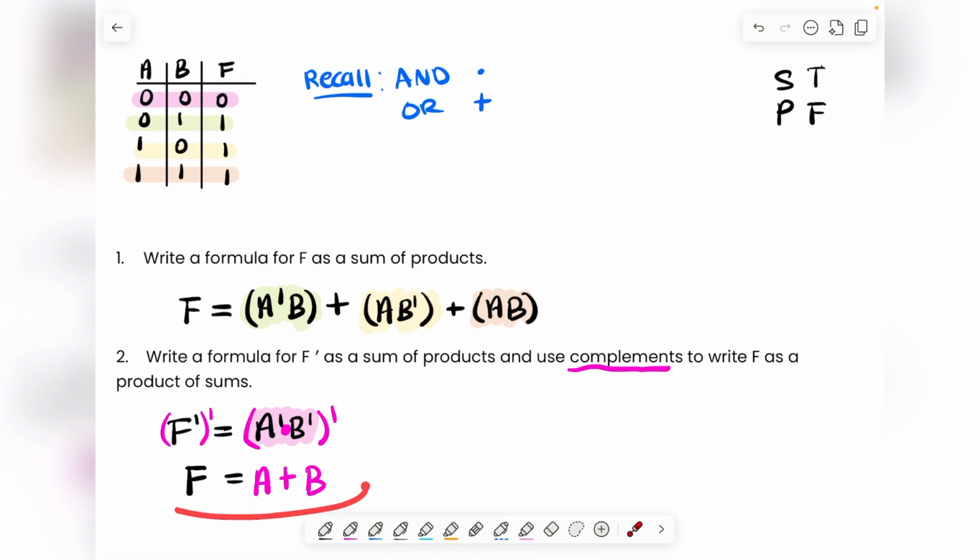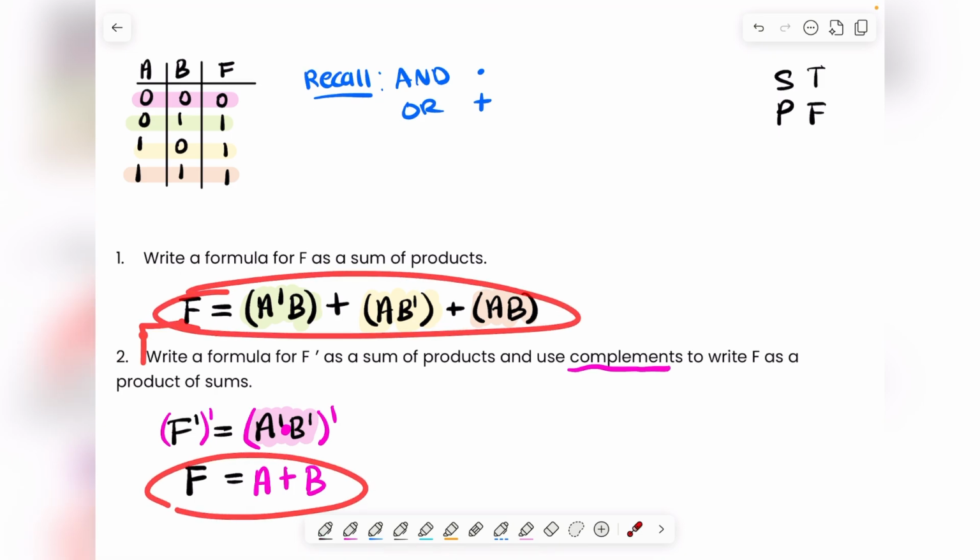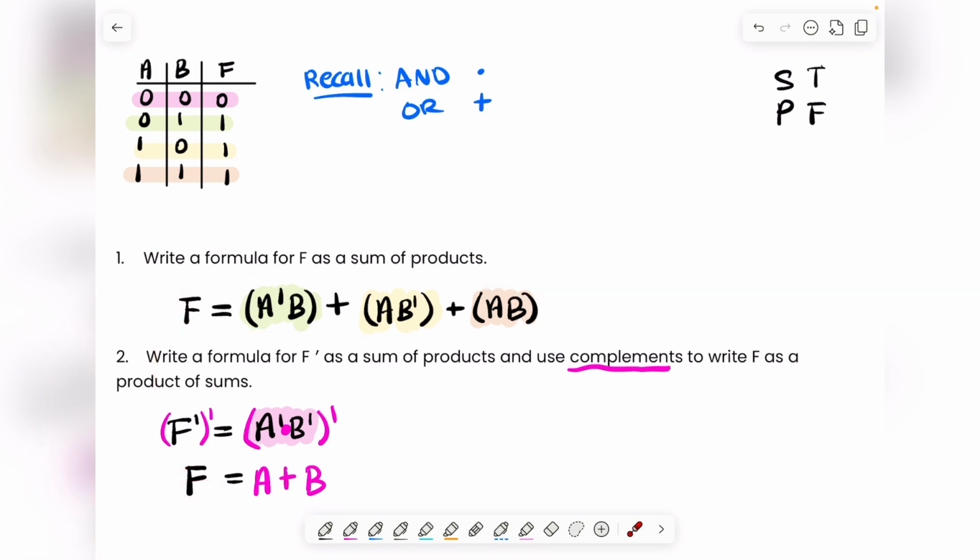Again, you might be like, wait, this isn't F, F is this. These are the same thing. That's the point. You can express the formula in different ways, as a sum of products or as a product of sums. And yet, when you plug in the same values for A and B, you'll get the same output. So if you plug in 0 for A and 0 for B into both of these formulas, you're going to get 0 for both of them as the output.